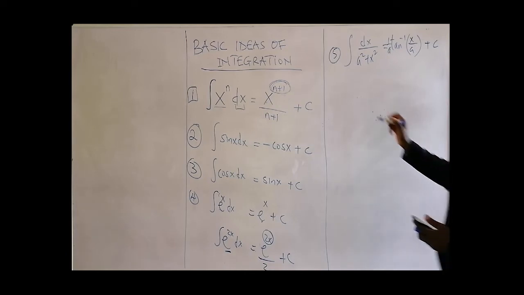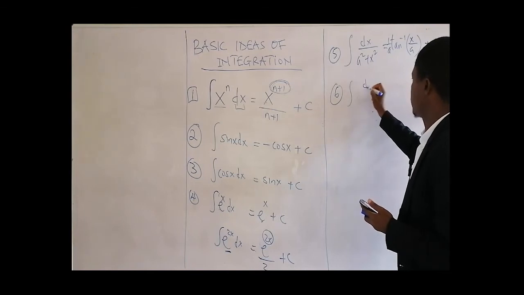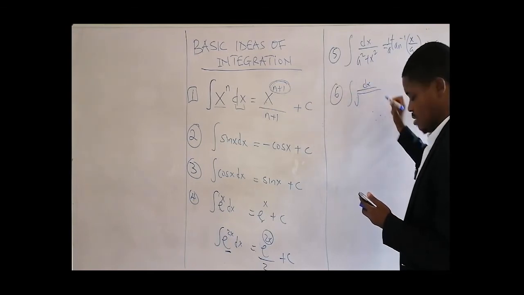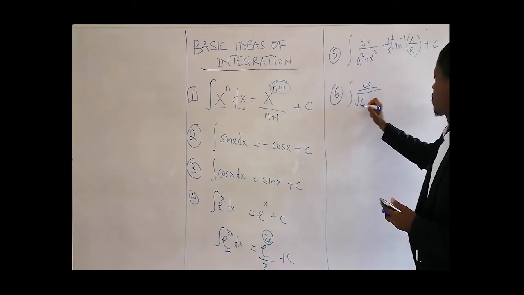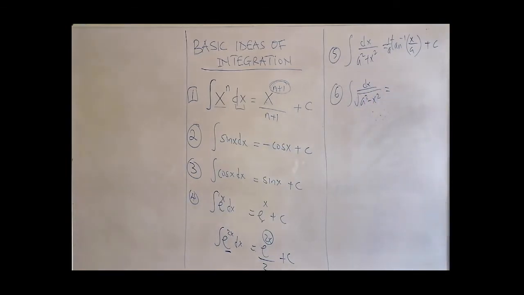Next on the list is the integral of dx over the square root of a squared minus x squared. That's that on the left. This will give us arcsine x over a, then plus c.